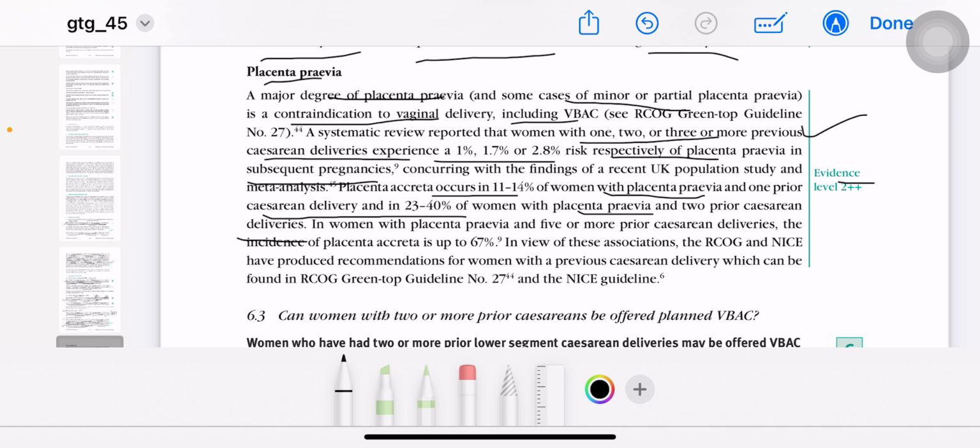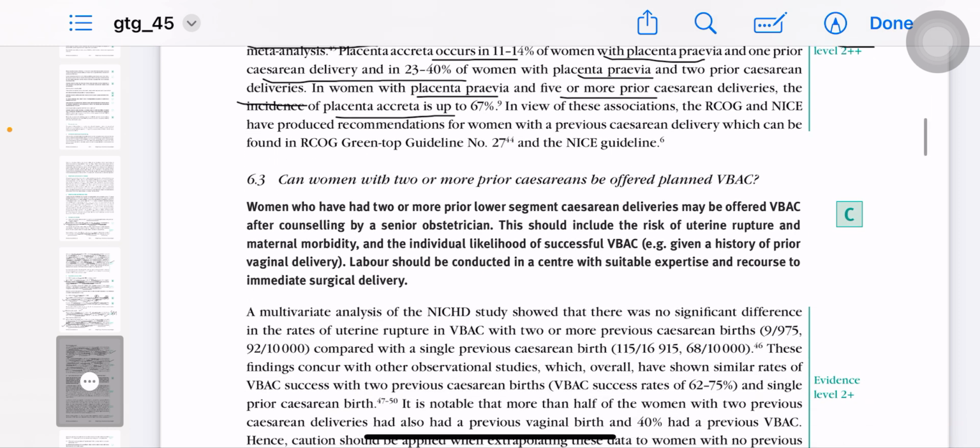So there are your percentages that you have to memorize. In women with placenta previa and 5 or more prior cesarean deliveries, the incidence of placenta accreta is up to 67%. So these percentages we will discuss in the placenta previa and accreta guidelines, and we will follow that.